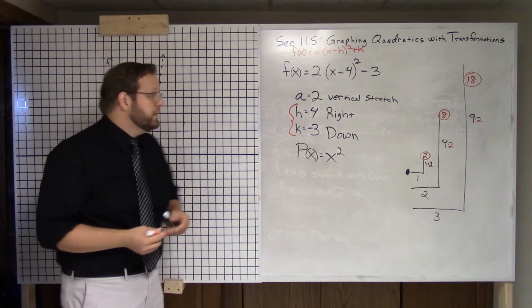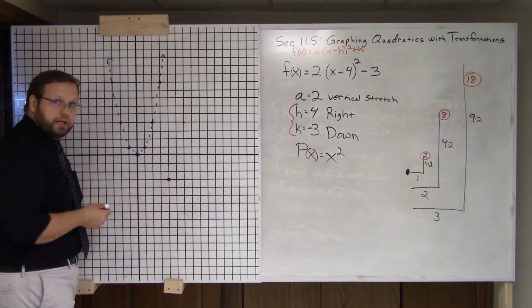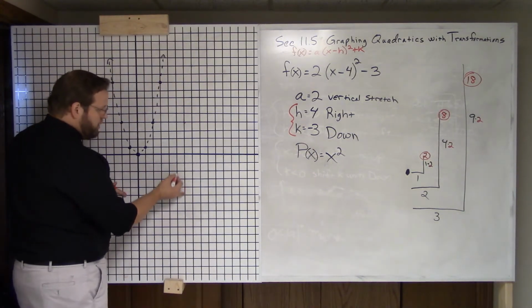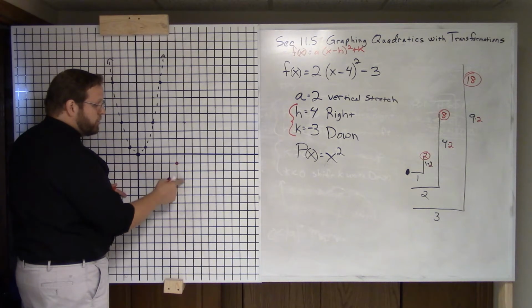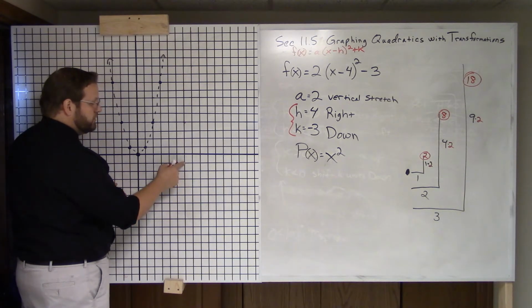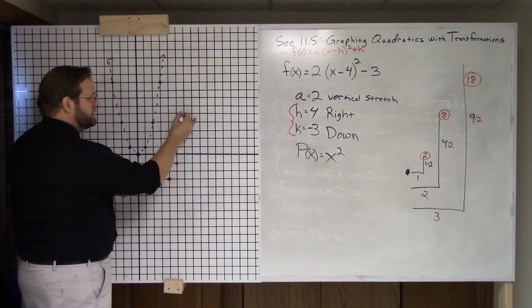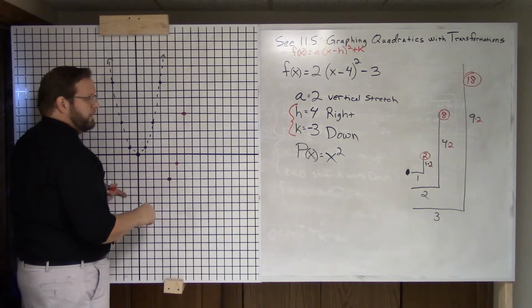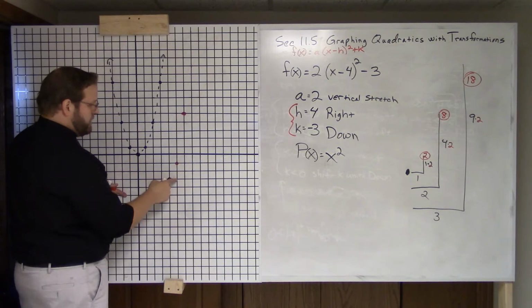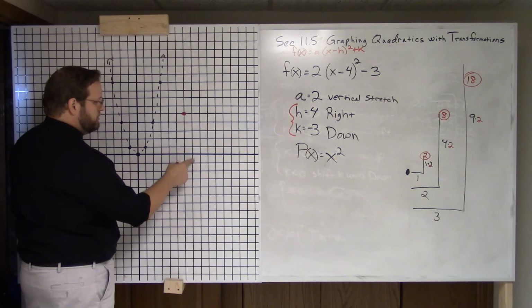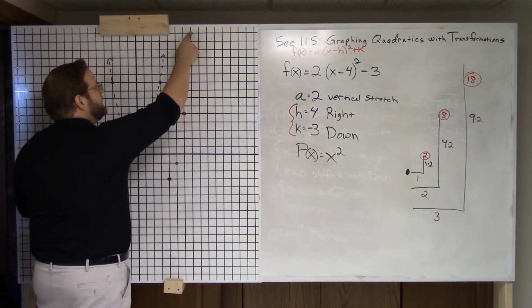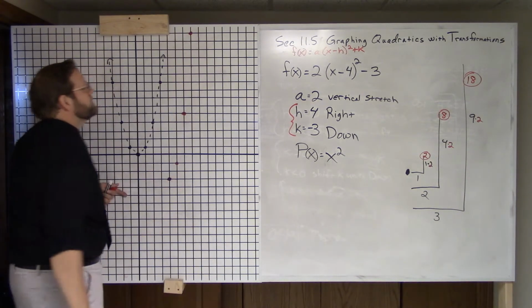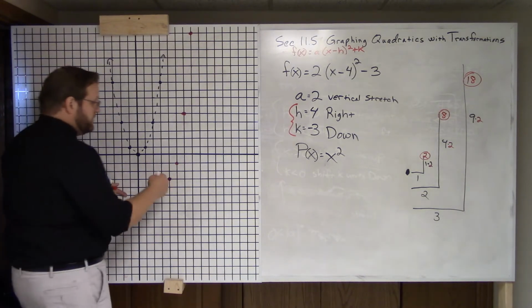Now as I'm doing this graph, from this new vertex, normally I would go right 1, up 1. But now I go right 1, up 2. Instead of right 2, up 4, I go right 2, up 8. So 2, 4, 6, 8. Instead of right 3, up 9, I go right 3, up 2, 4, 6, 8, 10, 12, 14, 16, 18. And then the other side, same thing.